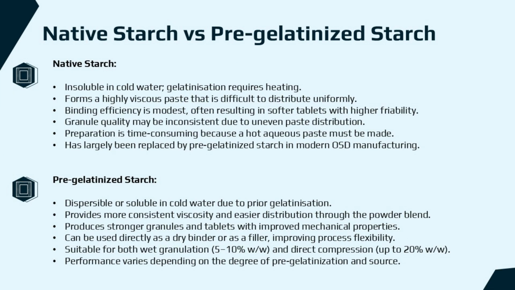In comparison to native starch, pre-gelatinized starch offers easier processing, improved distribution, and more consistent granule formation. Native starch requires heating, produces a very viscous paste, and often leads to weaker tablets. Pre-gelatinized starch improves mechanical properties and supports both wet granulation and direct compression, making it far more versatile in contemporary formulations.